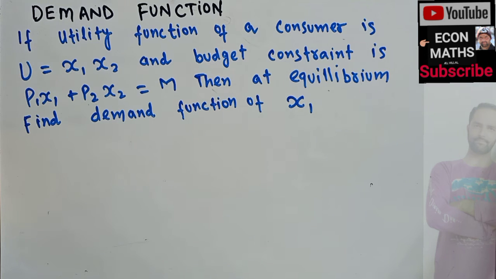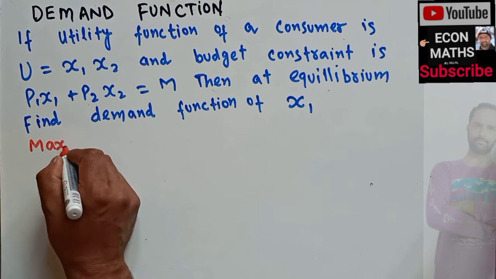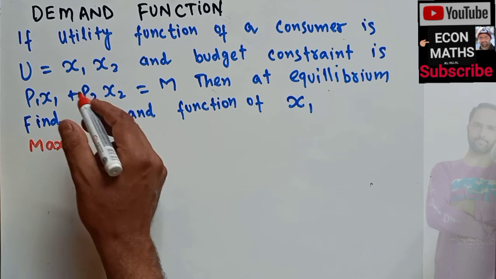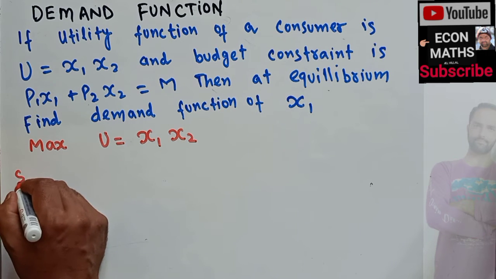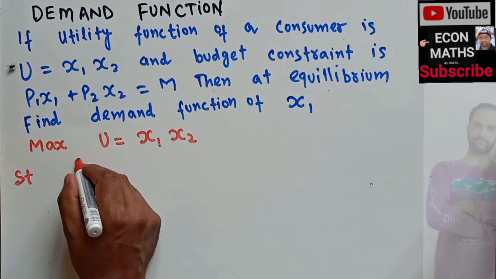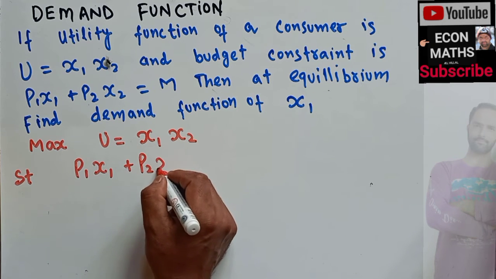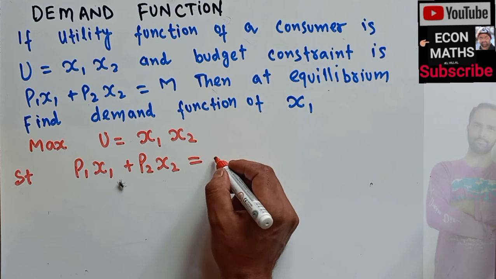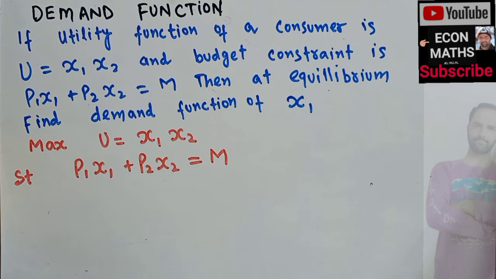We need to find the demand function for good x1 at the equilibrium. Basically, we want to maximize the given utility function u, which is a function of goods x1 and x2, subject to the budget constraint. Our budget constraint is price of good 1 times units of good 1 plus price of good 2 times units of good 2, and all the budget should get exhausted. That is equal to m. M denotes the total income.